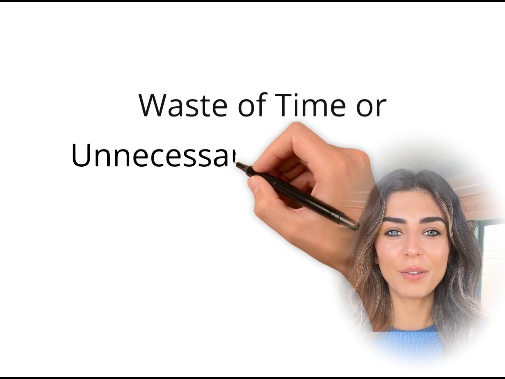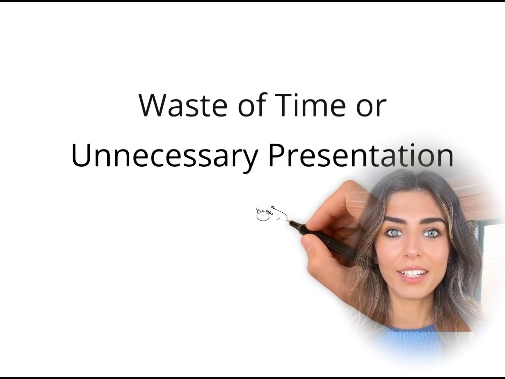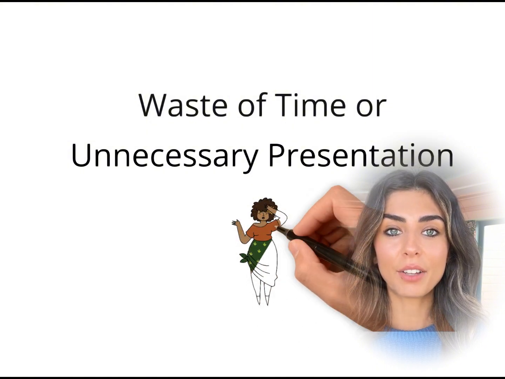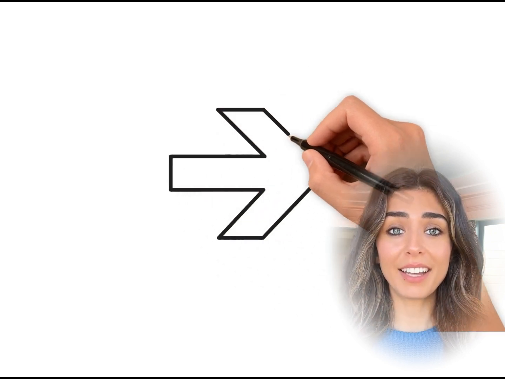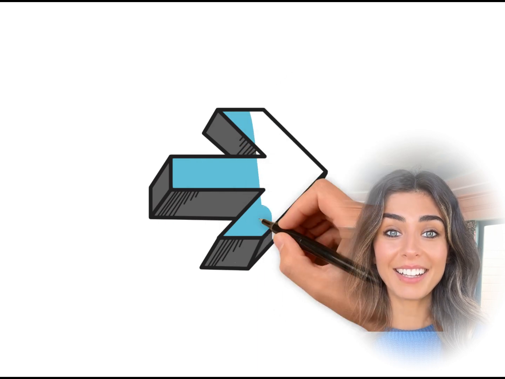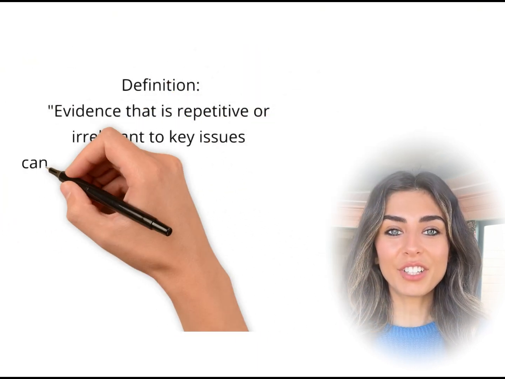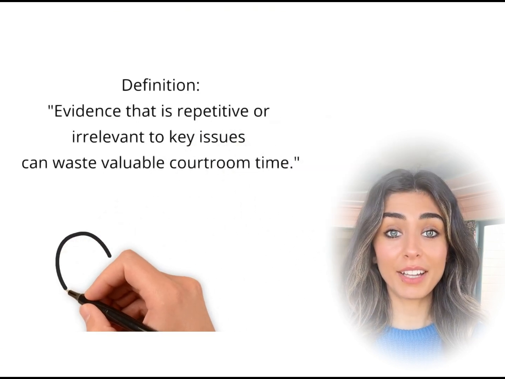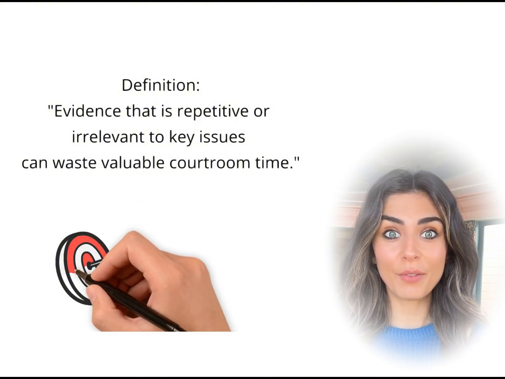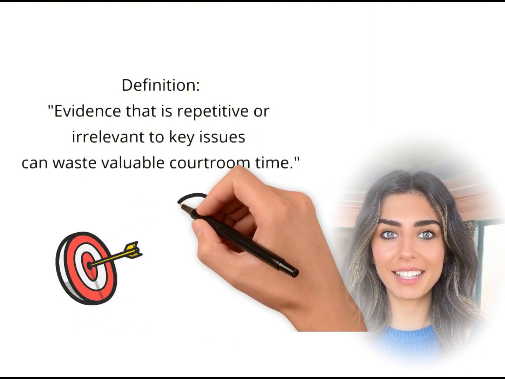Let's move on. Waste of time or unnecessary presentation refers to evidence that, while possibly relevant, does not add significant value to the case and can lead to inefficiency in the courtroom. Under FRE 403, such evidence may be excluded if it is repetitive, redundant, or contributes little to the resolution of the central issues. The goal is to prevent trials from becoming unnecessarily lengthy or bogged down by excessive or irrelevant details.